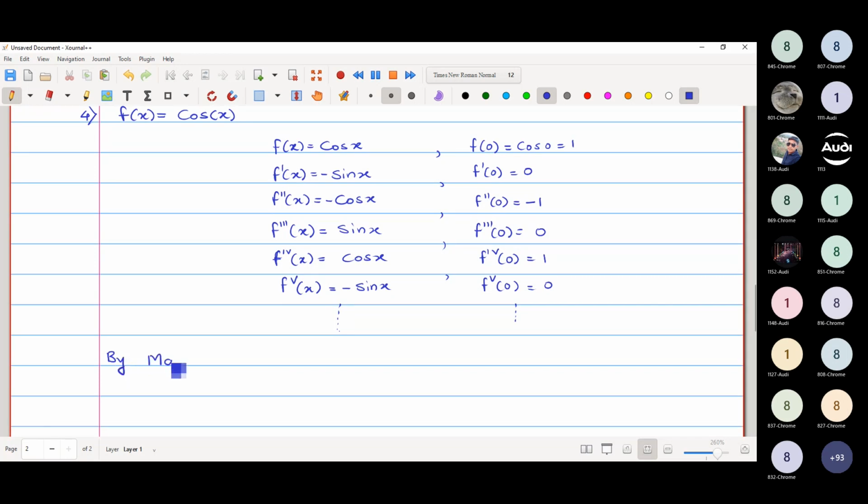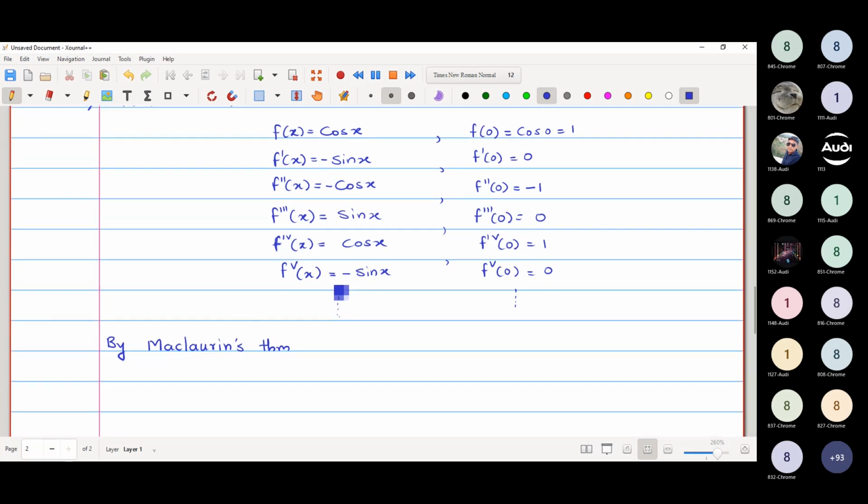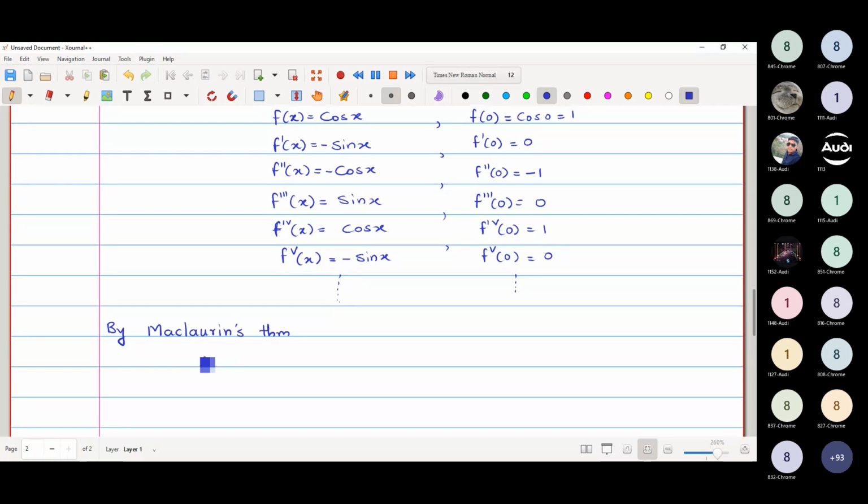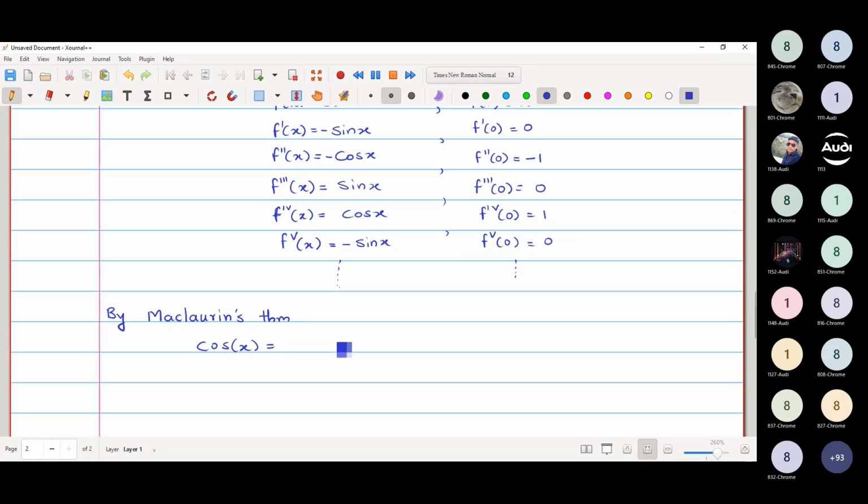Okay, so now if you put all these values in Maclaurin's theorem, by Maclaurin's, see, in MCQ they are going to ask you this, but in MCQ there is no need to write all this down. They are going to ask you the expansion, so you are supposed to write down the expansion. They will ask what is the expansion of sin x, cos x, e raised to x, whatever the function is, you can easily find that.